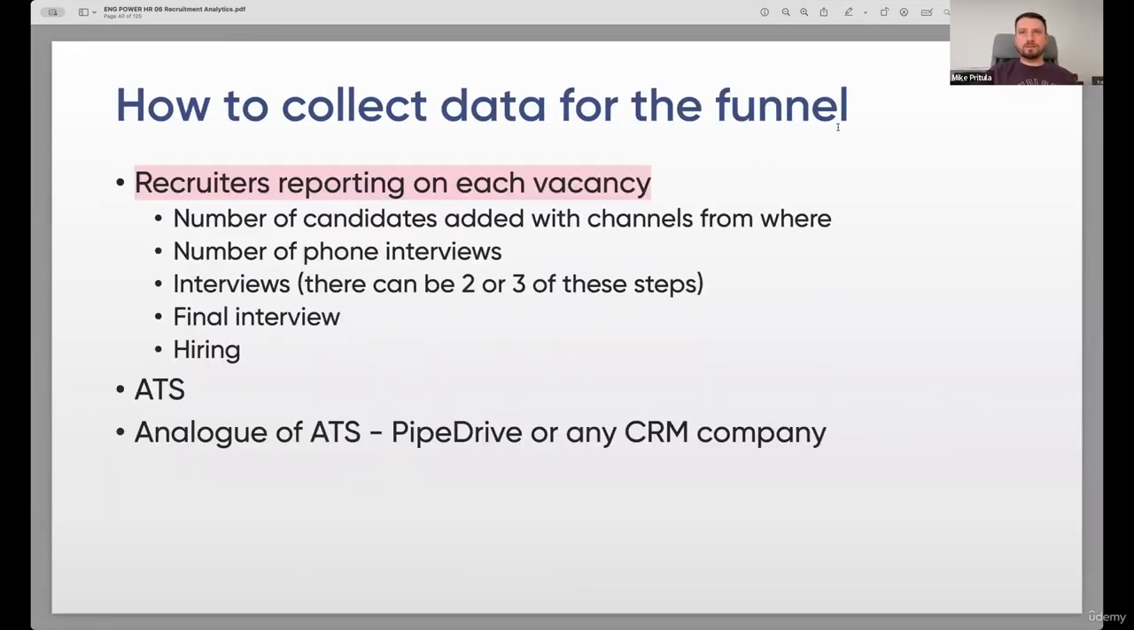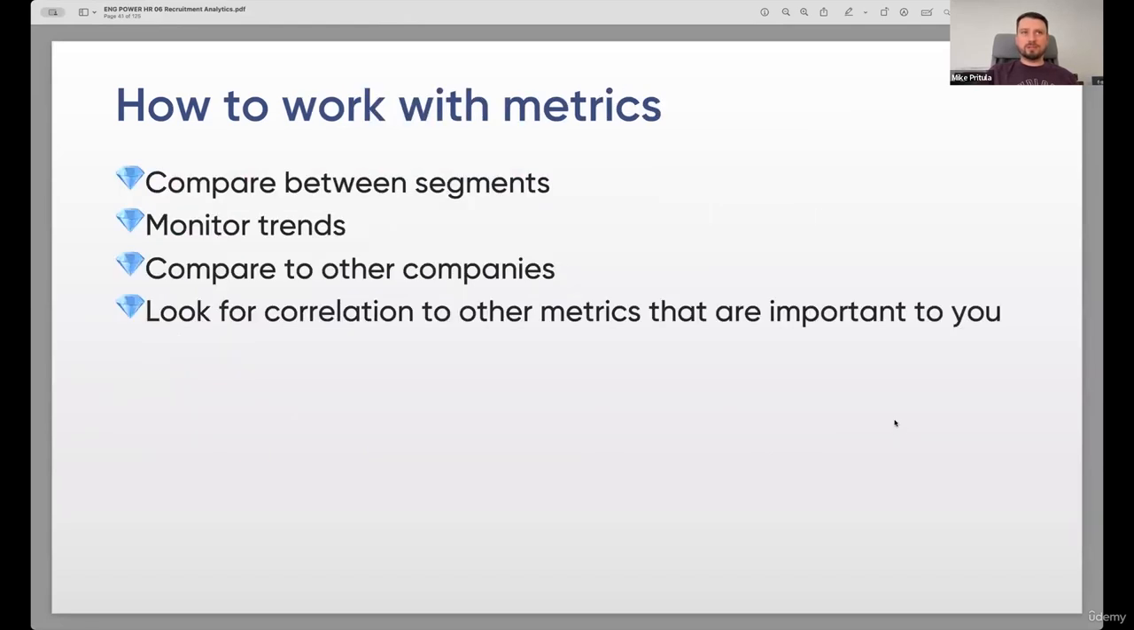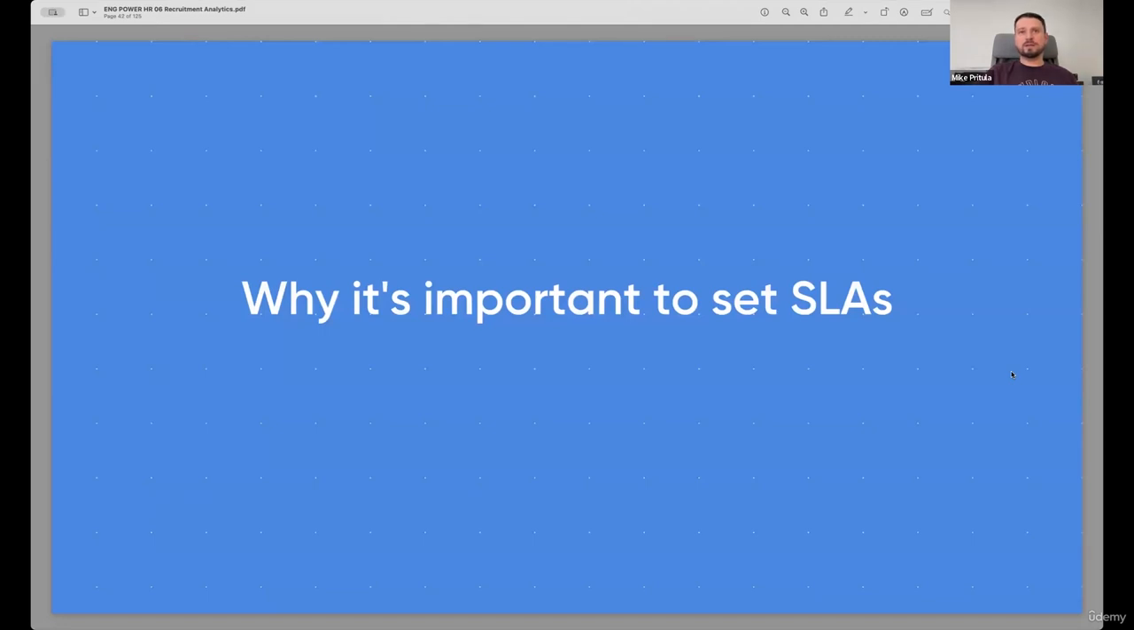How to collect data for the funnel? Could be in the form of recruiters reporting on each vacancy. So you need numbers of candidates added with channels from where, numbers of phone interviews, final interviews, and hirings. Or you may use an ATS, or you may use analogs of ATS like Pipedrive or any CRM that your company uses. How to work with metrics? You compare these metrics between segments. You monitor trends month over month. You compare to other companies if you have their data. And you look for correlation to other metrics that are important to you.